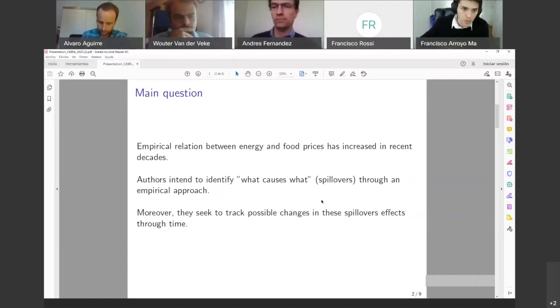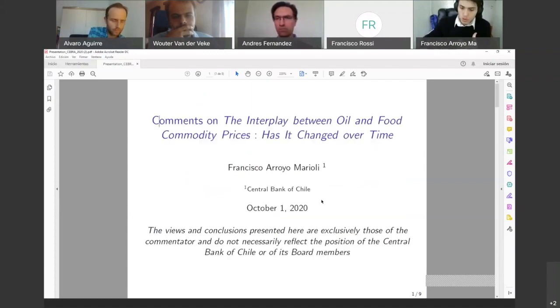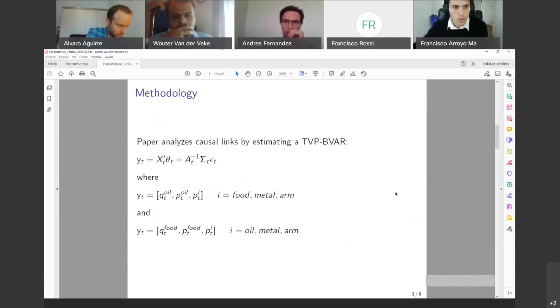So it has increased. And what the authors try to do is identify what causes what from a supply side point of view. They formalize it, they call this spillovers, and they do this through an empirical approach. The way they do this has an interesting feature which allows us to see the changes in these spillovers throughout time versus what would be a sample split. So the methodology is empirical.